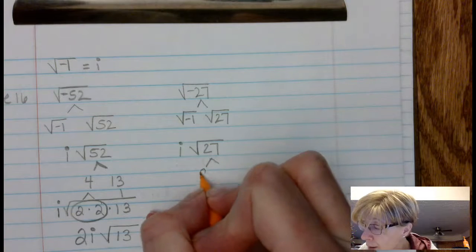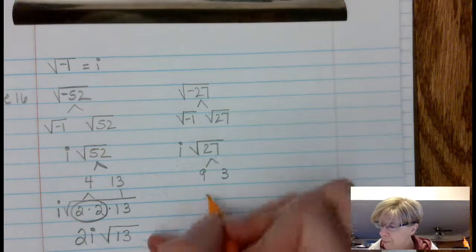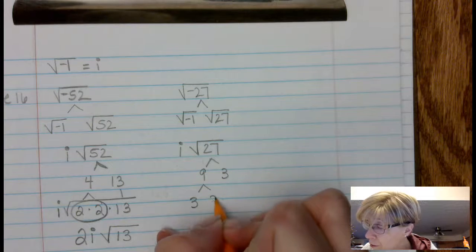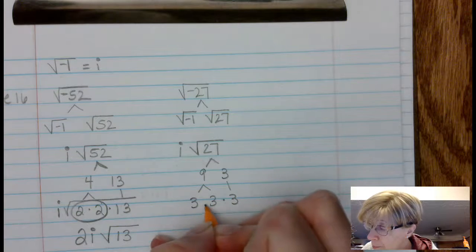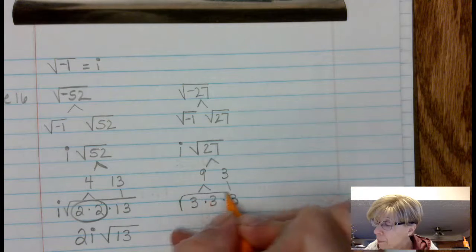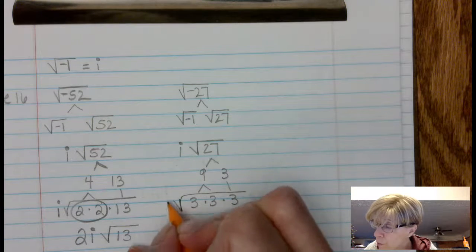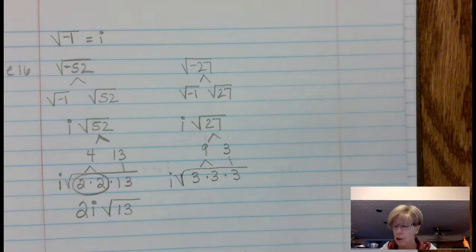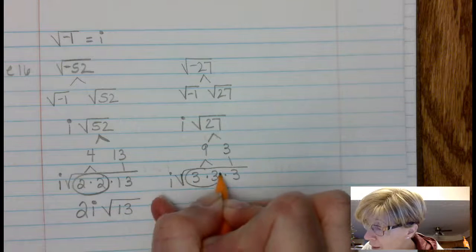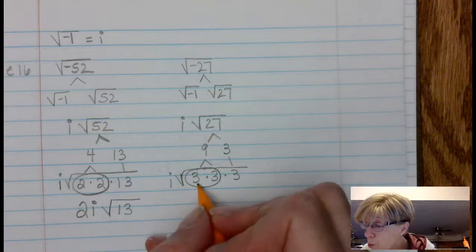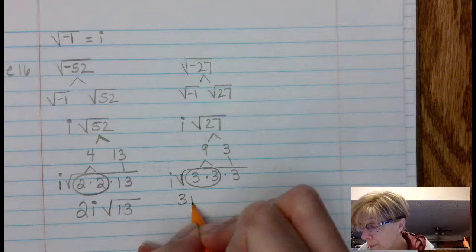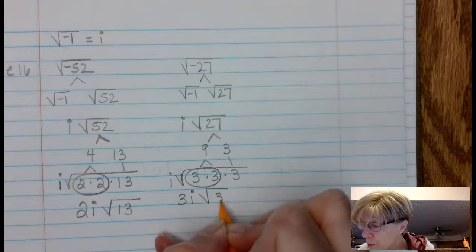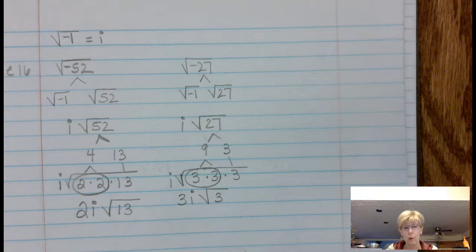27 is 9 times 3. We can keep breaking that down. It's 3 times 3 times 3. And once again, when we're taking the square root, we're looking for 2 of the same value. We've got 2 3's. We're going to pull out a 3. And then we've got the square root of 3. So the square root of -27 is the same value as 3i times the square root of 3.